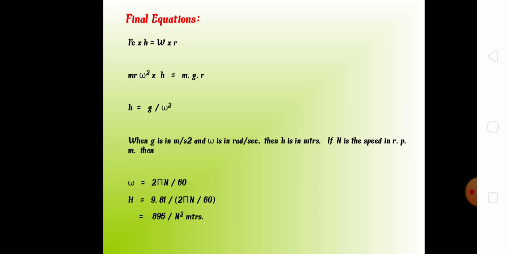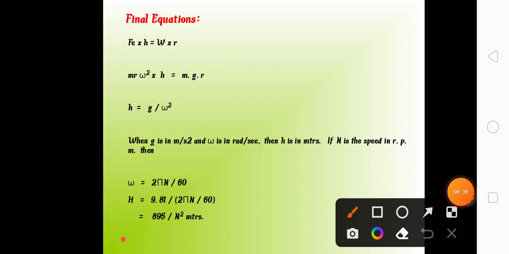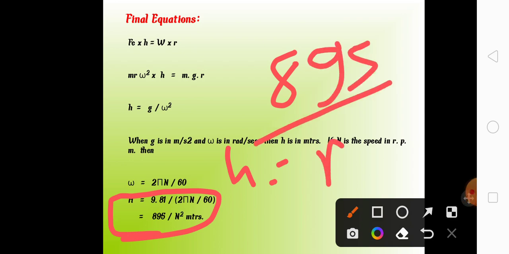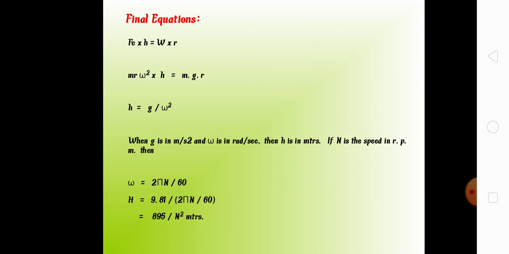Here we take 9.8 as the gravitational acceleration value of g, and by this formula we can obtain the value of h. That is, h is equal to 895 upon n square, and as we all know, h, the height of the governor, is in meters. From this equation we can see that the height of the governor is inversely proportional to speed.